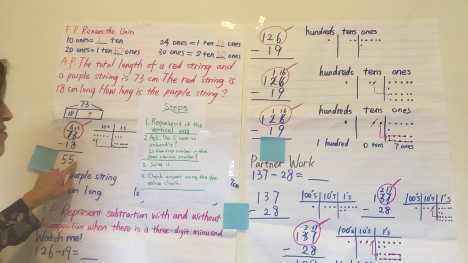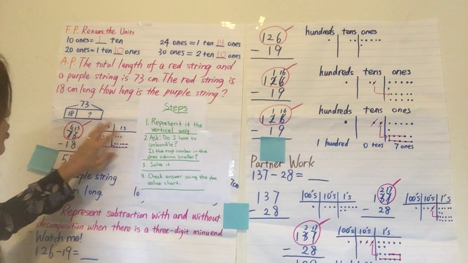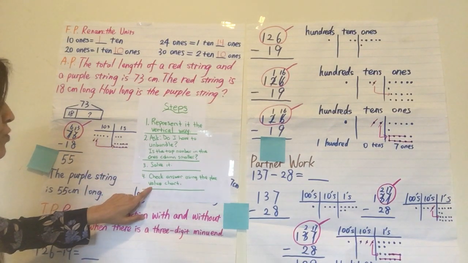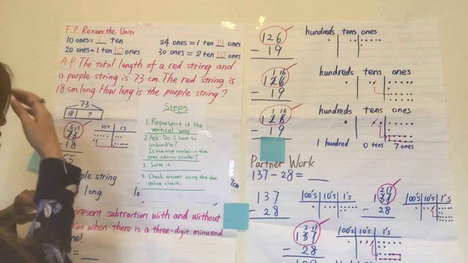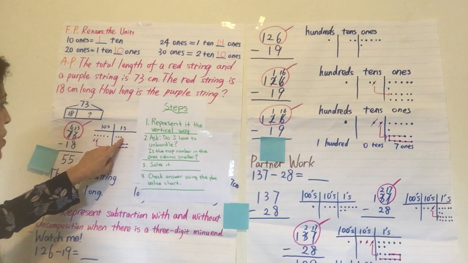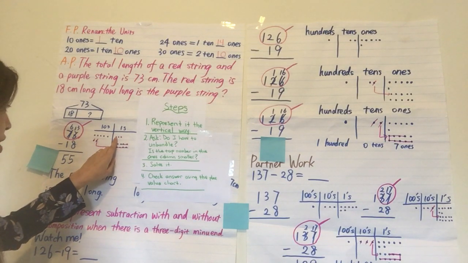I have 55. My answer is 55. Moving on, I'm going to check with the place value chart. So I solved it. Now I'm going to move and check it with the place value chart. So first step, I have to represent the 73. So I have 73, right? Excellent. You see that? All right, great job.